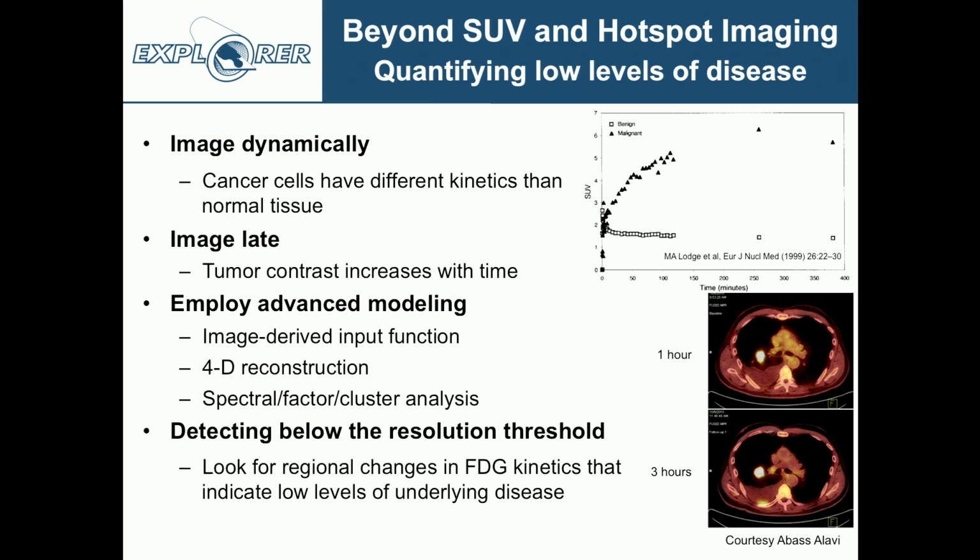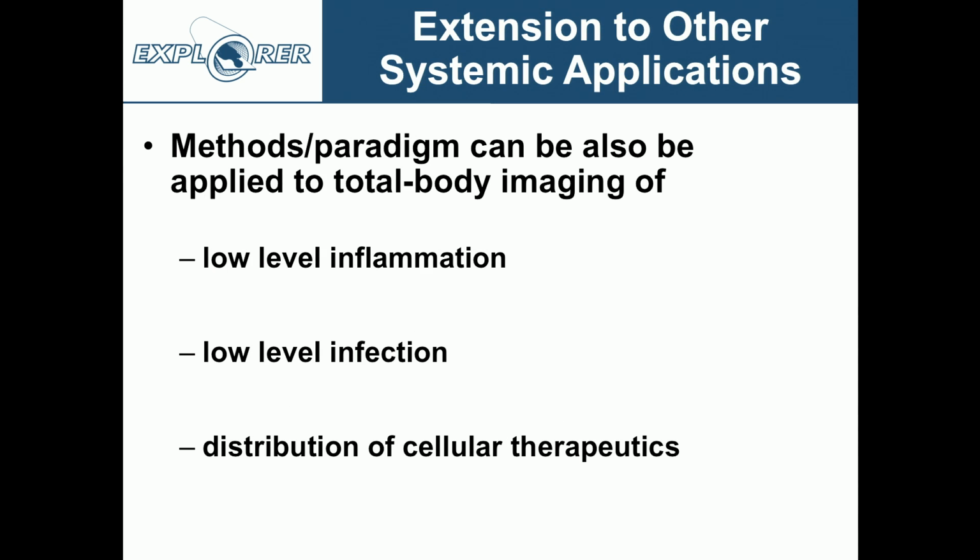So doing late imaging may let us see a lot more than we can currently see. And this brings in, of course, the whole approach of how we use mathematical algorithms to pull that information out of the image data. And if we can develop this paradigm for cancer, we can develop a similar paradigm to look at low-grade infection, low-grade inflammation as well. So lots of opportunities there.